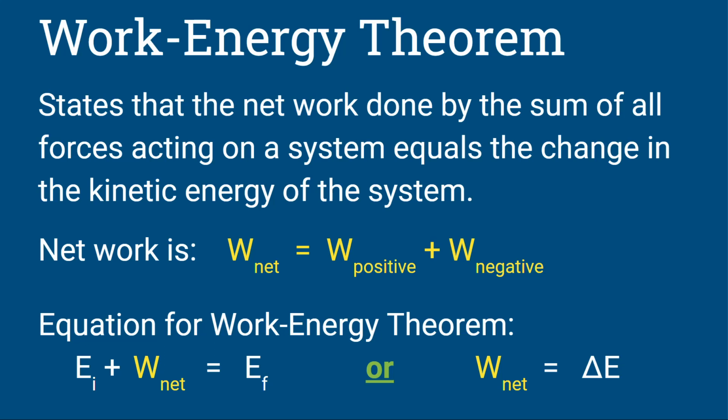Or you can rearrange this equation. If you subtract initial energy from both sides, then you have net work equals EF minus EI, final minus initial energy. And anytime you're doing final minus initial, that's change. So you could shorten it and write it like this. The net work acting on a system equals the change in energy of that system. And that's what that says up there.